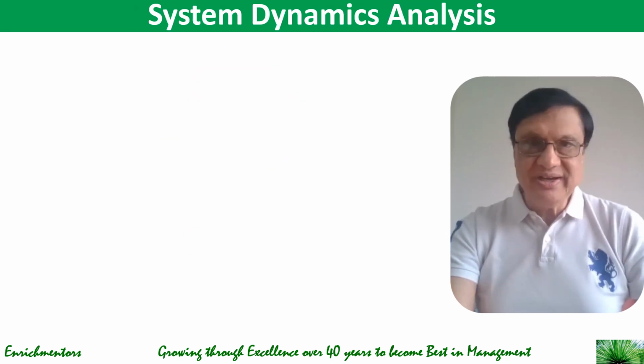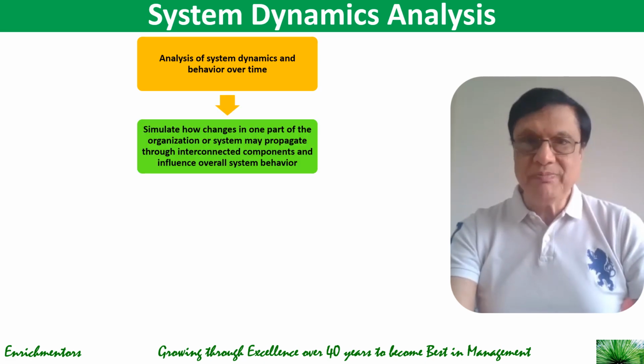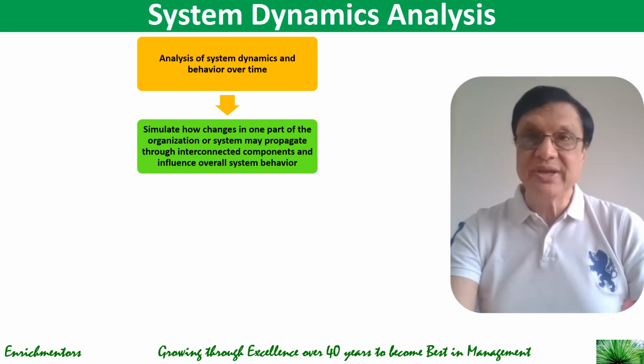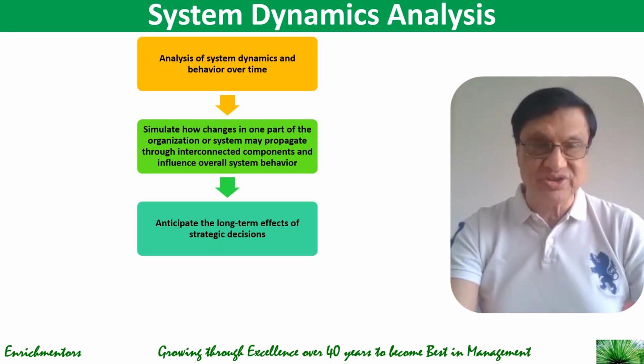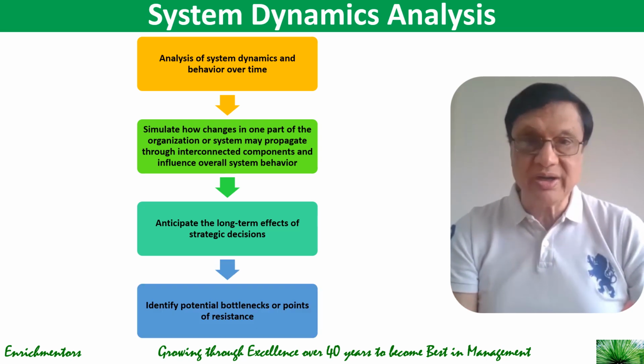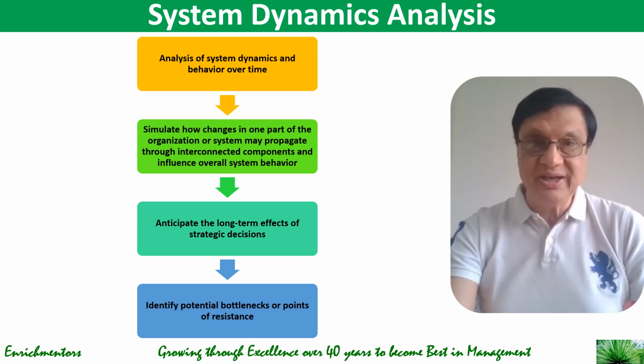Then system thinking facilitates the analysis of system dynamics and behavior over time. You as a strategic planner can use tools such as the system dynamics model that we showed you earlier to simulate how changes in one part of the organizational system will go through the interconnected components and influence the overall system behavior. Now, what does that do? That allows you as a planner to anticipate the long-term effects of strategic decisions and identify potential bottlenecks or points of resistance. So system dynamics analysis is a wonderful tool that can help you see into the future.